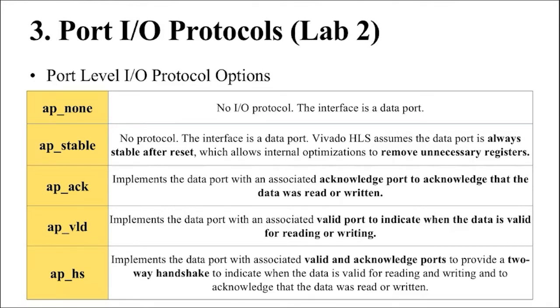So I think AP acknowledge transfers the data in a more passive way, and AP valid transfers the data in a more active way. Oh, okay. And AP handshake has 2 associated ports, valid and acknowledge port, and it provides a 2-way handshake communication.